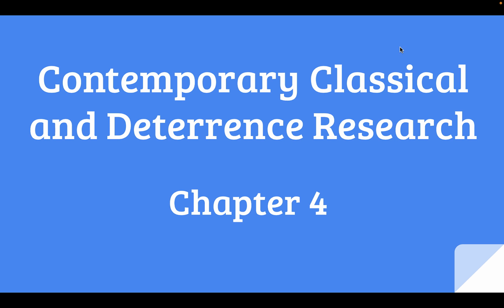Okay, this is a review of Chapter 4, Contemporary Classical Deterrence Research. So in the chapter, we're going to look at various types of research performed in the 60s. We're going to talk about the different components of rational choice theory and how it connects back to the classical or neoclassical school. We're going to compare and contrast formal and informal sanctions, talk about the three key elements of routine activities theory, the types of individuals that are most likely to be deterred, and some modern day examples and policies. Okay, let's jump in.